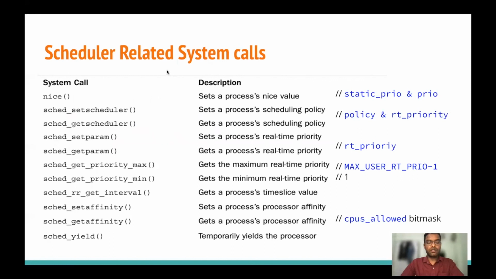So these are the system calls related to the scheduler. The nice system call is to set the nice value of a particular process. So these are the variables in the task structure, and we set these values according to our requirement. The sched_setscheduler system call tells the policy by which we want to schedule the process, and the real-time priority.